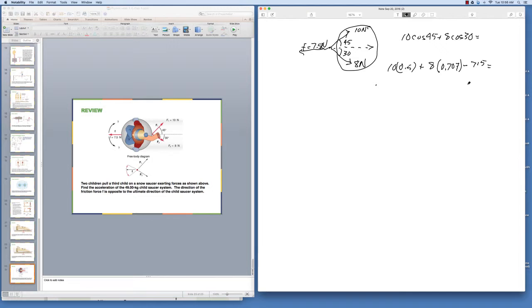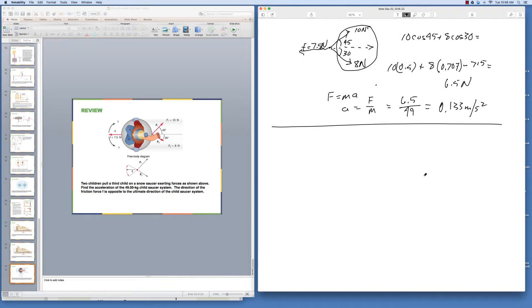and if you do all this you end up with the force that generates the acceleration, and when you do that you get 6.5 newtons, and then that is going to this 49 kilogram kid. So to get the acceleration, you realize that F over m is equal to a, so that's going to be 6.5 divided by 49, and so his acceleration is 0.133 meters per second squared.